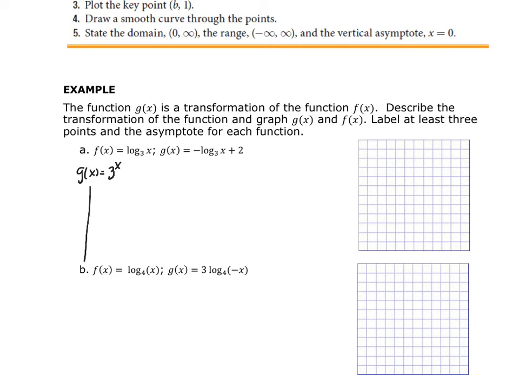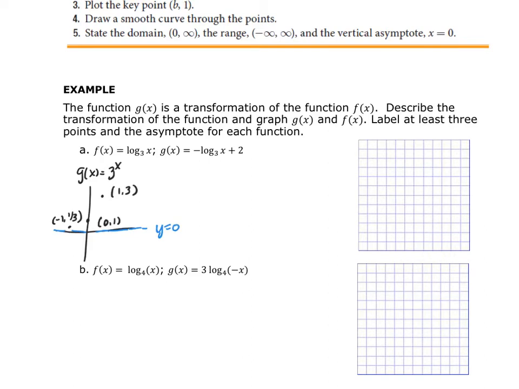Now, if I would have had 3 to the x, then I know I would have gone through this point 0, 1 without transformation. And I would have gone through this point 1, 3 without transformation. And I would have gone through this point -1, 1/3 without transformation. And I would have had here a horizontal asymptote at y equals 0.